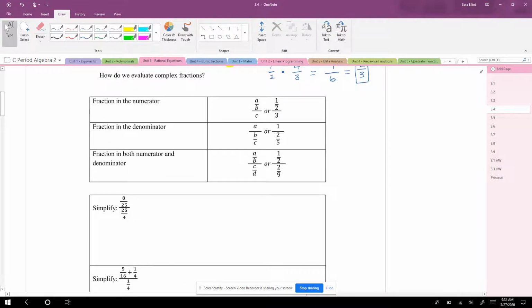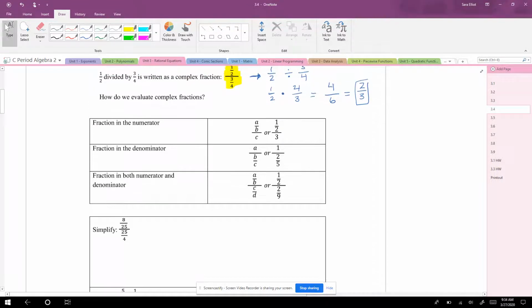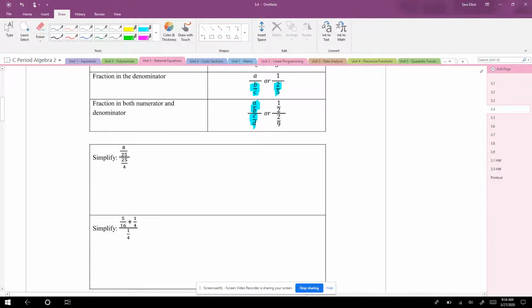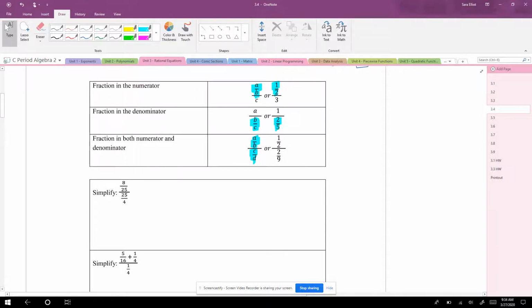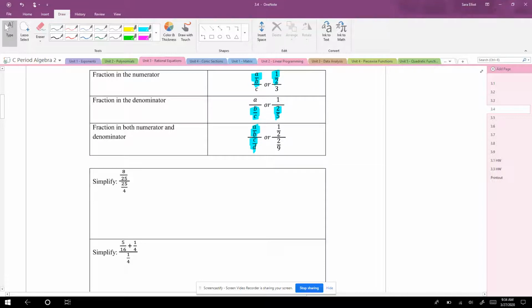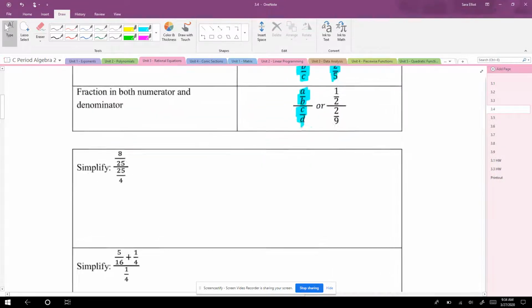Alright, complex fractions can be where you only have one fraction, like these where it's just a fraction on top. Or you can have the fraction in the denominator, or we can have a fraction on top and bottom. So any of these are considered complex fractions, and we're just going to rewrite it as division.